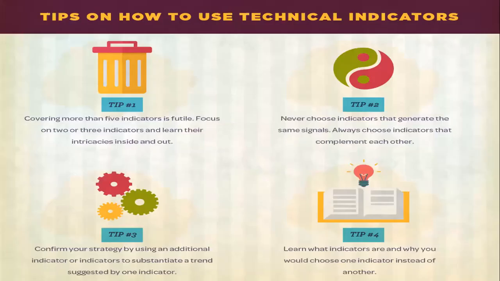So, tips on how to use technical indicators. The first tip: covering more than 5 indicators is not good. When you have lots of indicators on your charts, it's not good. You can study all indicators and then pick one or two or three to use for your profitability. You don't need all indicators. You just need 2 or 3 to be profitable.